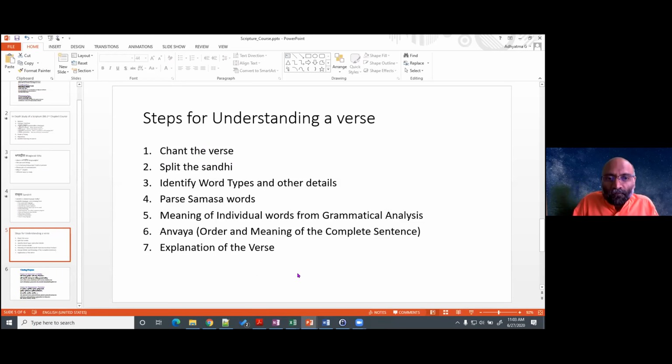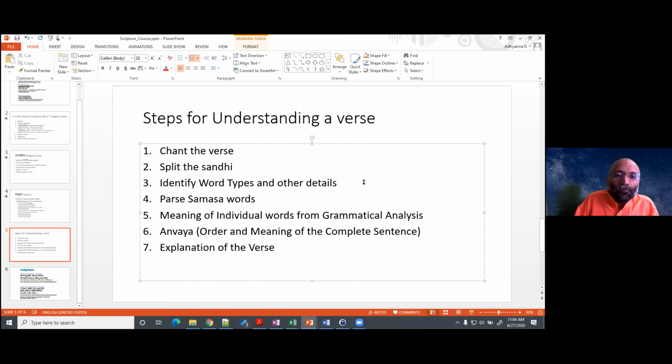These are the steps for understanding a verse. So we chant the verse. And chanting is important because Sanskrit is a phonetic language. And when you chant, sometimes the meaning becomes clearer to you simply compared to reading. Because it is a poem, it's in a meter. You have to have the knowledge of the meter in order to chant it correctly. And I'll share that with you.